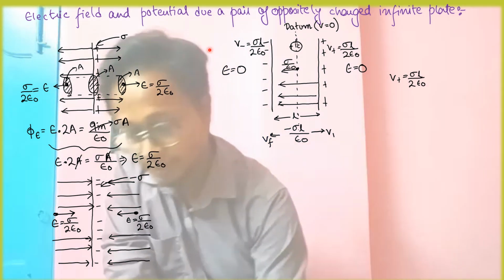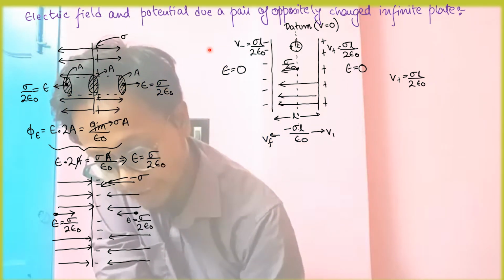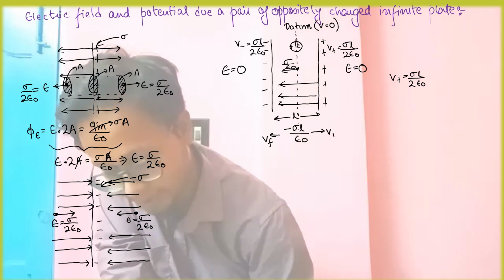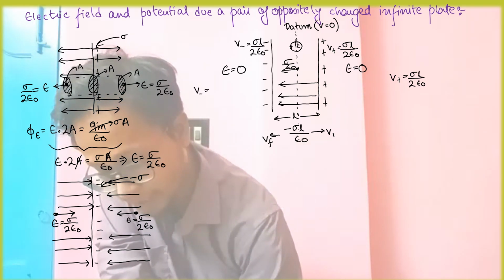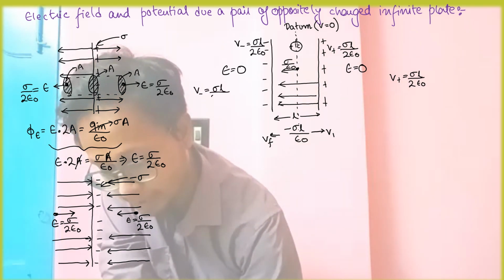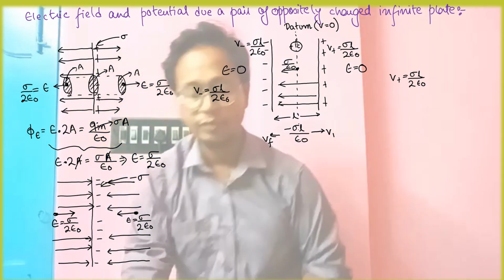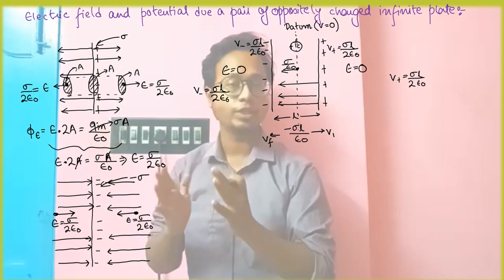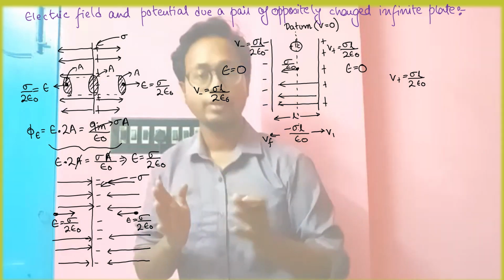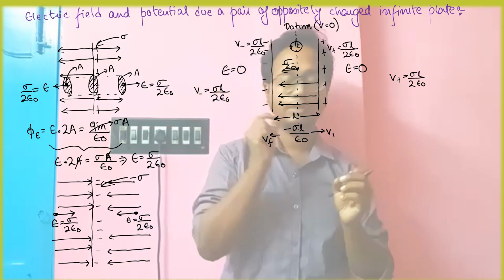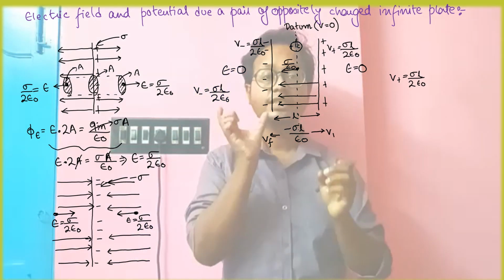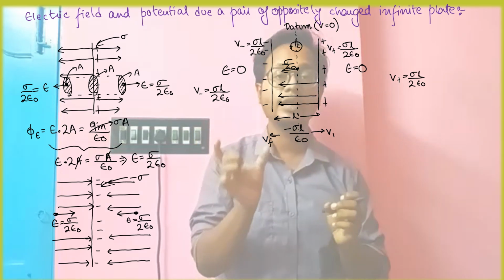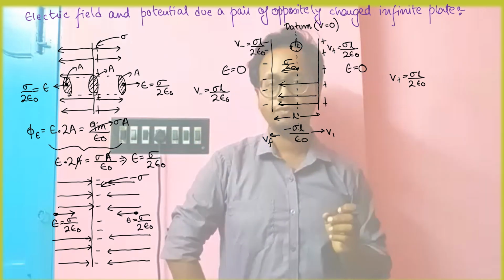Understood? Similarly, the potential outside the negative plate would be nothing but V minus is equal to sigma L by 2 epsilon naught. Okay, understood? Since there is no electrostatic force, there is no change in potential energy. Understand this concept carefully: change in potential energy is nothing but the negative of the work done by the electrostatic force.